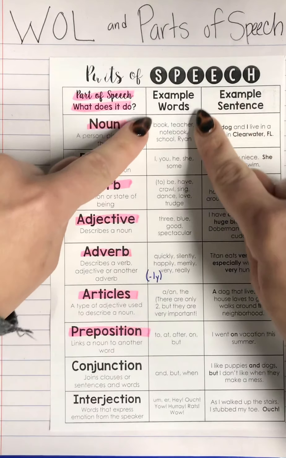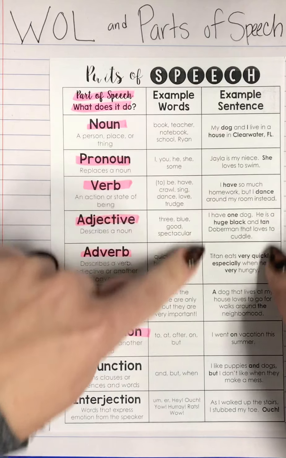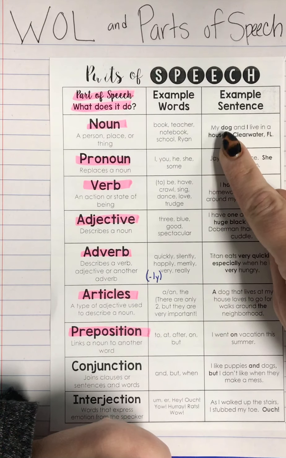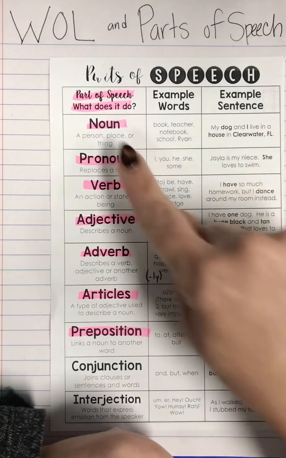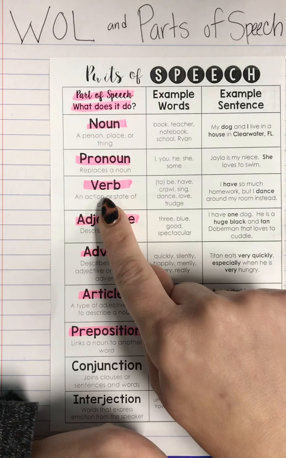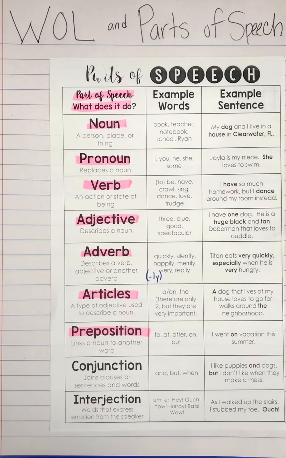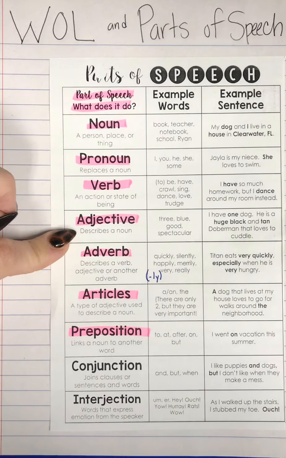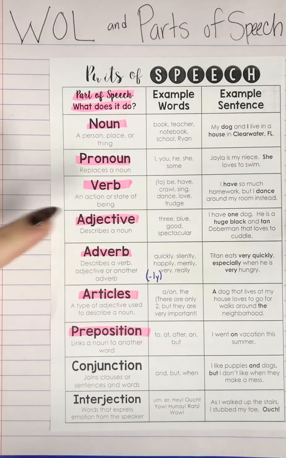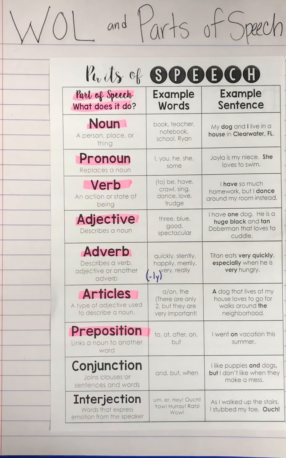So here we've got all our example words of our parts of speech. We've got our example sentences, and here dog, I, house, Clearwater, Florida, those are all nouns. That's why they're bolded. I've got have and dance. That's a verb. They're showing action or a state of being. We're going to remember again that the adjective describes a noun. An adverb is going to answer the questions: how something happened, where it happened, when it happened.